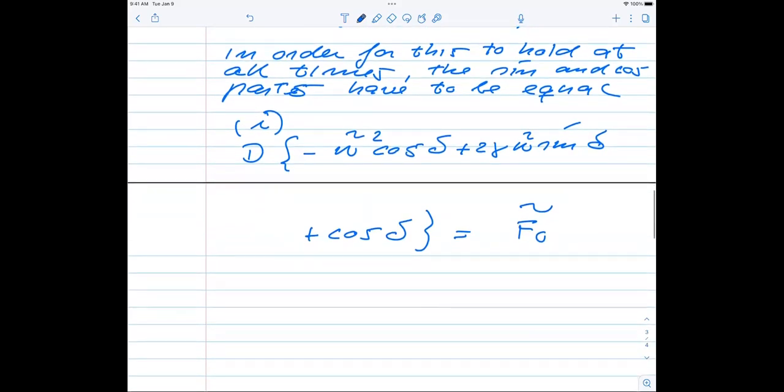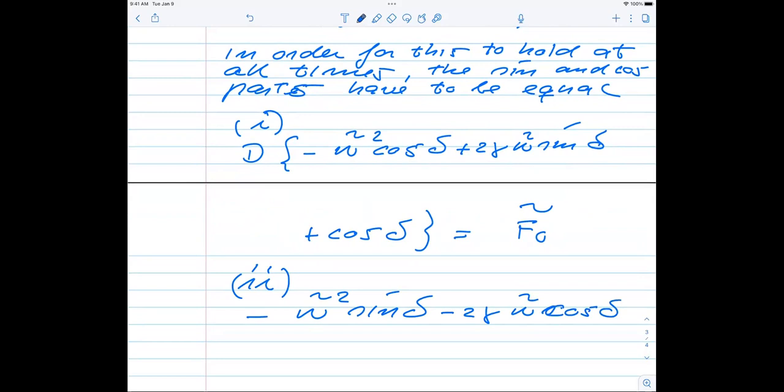And the second equation which we get is the one which relates to the sines. And then I'm dividing away d. So we assume that d is different from 0 because we have a driving force. So we get a minus omega squared sine delta, and then we have a minus 2 gamma omega tilde cosine delta, and plus a sine delta, which is equal to 0.